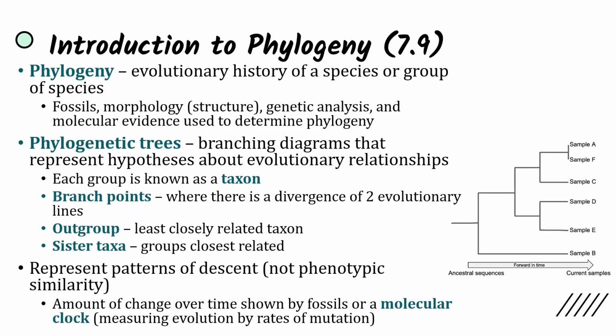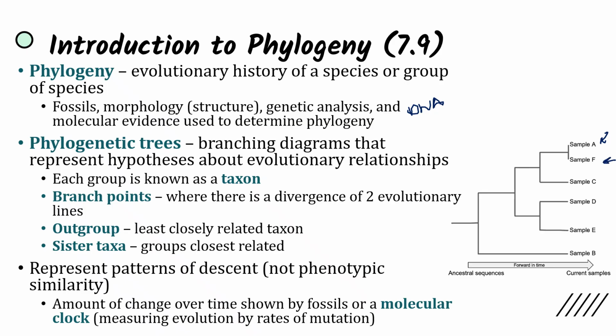And looking at DNA sequences is going to be the most accurate evidence for phylogeny, because comparing the nucleotides within DNA sequences is going to give us our most accurate understanding of how closely related two species are. And so phylogenetic trees are branching diagrams that represent hypotheses about evolutionary relationships. They show these relationships. And each group is known as a taxon, so sample A is a taxon, sample F is a taxon, and so forth.